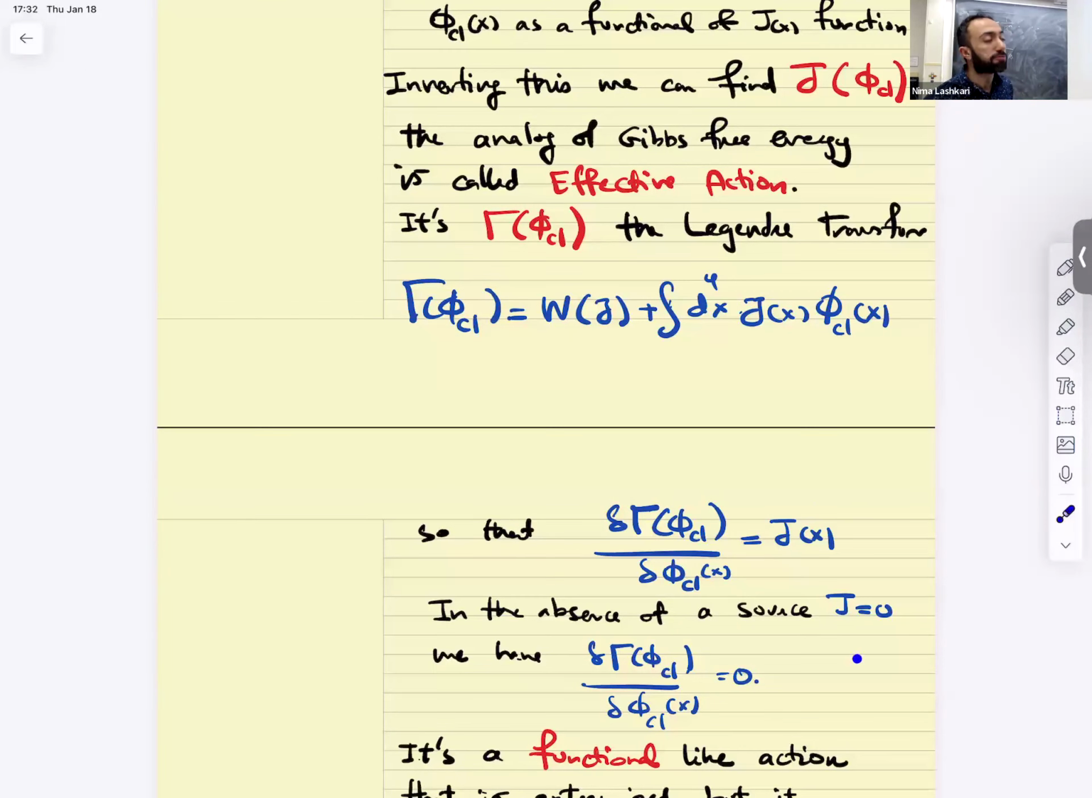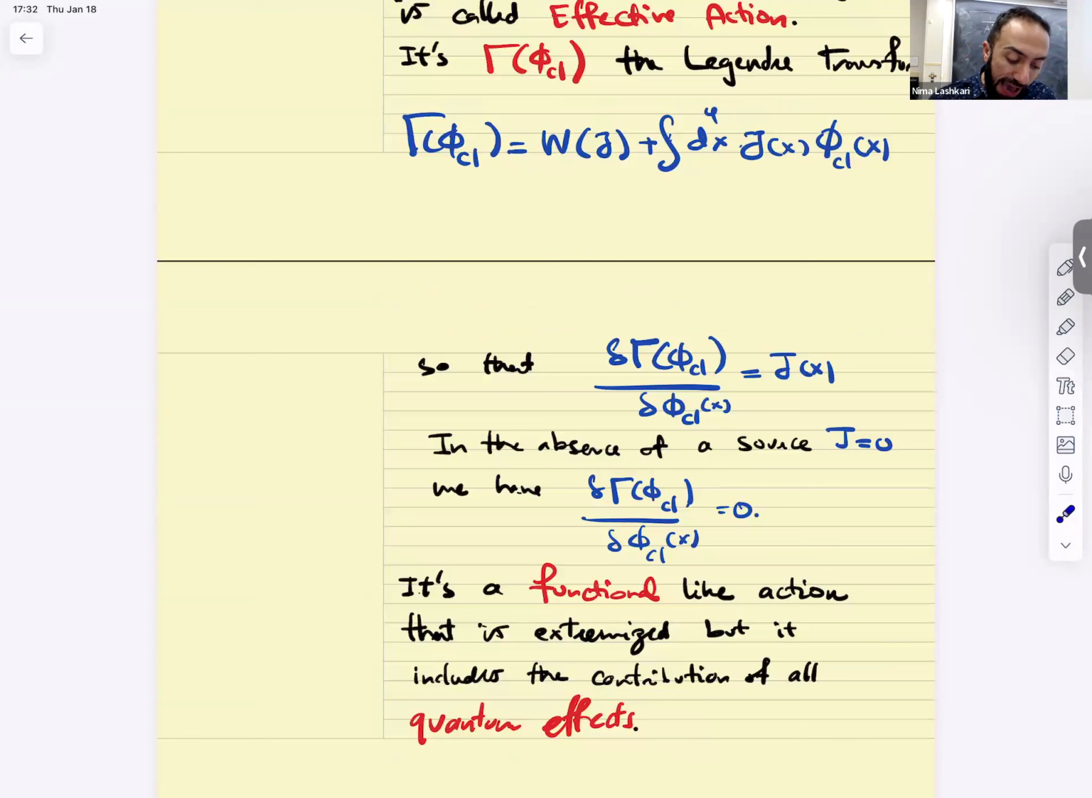If the source is 0, the effective action is extremized on phi classical. So solving this equation, if you know J of x, will tell you what your one-point function is. It's a functional like an action that's extremized, but includes the contributions of all quantum effects. Remember that this equation looks classical, but it packages a path integral with some operator inserted in it, to all orders in perturbation theory. Well, this is just a redefinition. I haven't done any magic here.